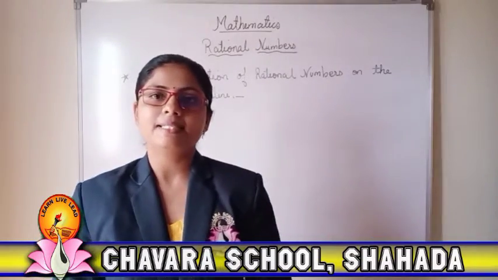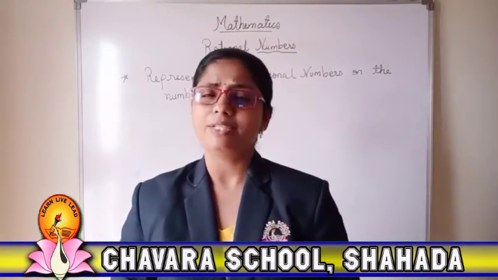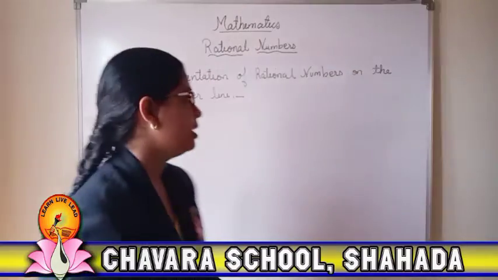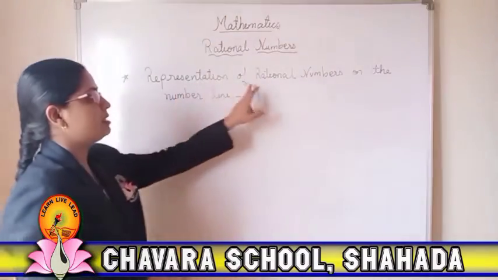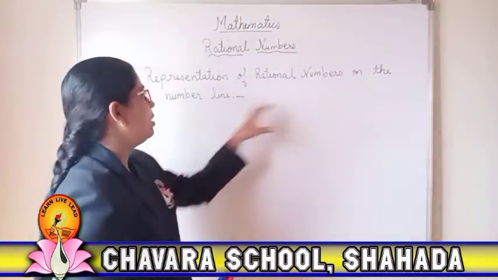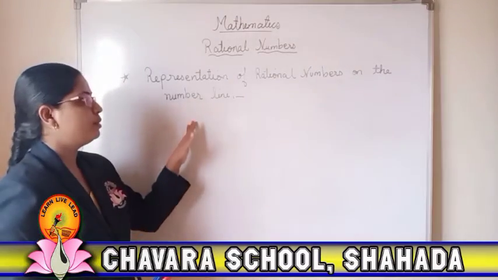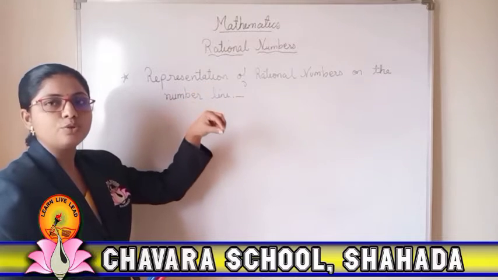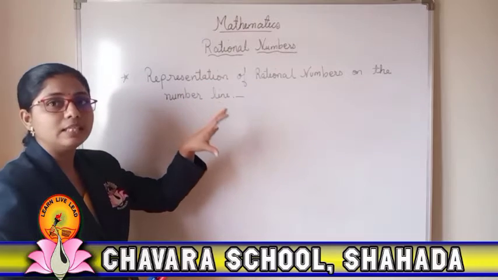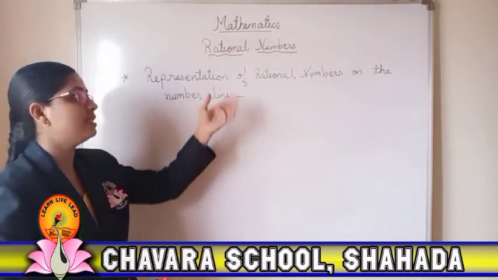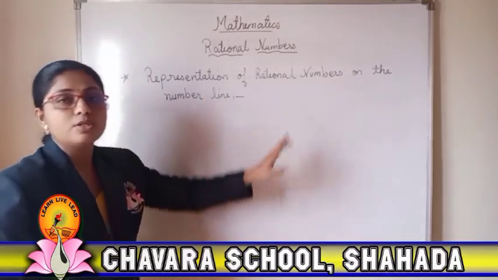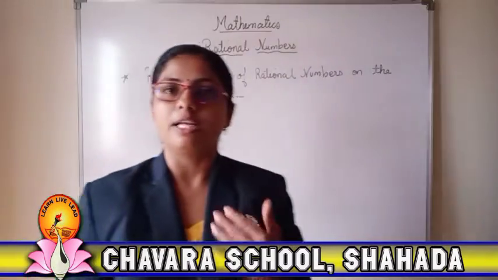Now let us study about the new topic, and it's a very interesting topic. You people have studied in 7th standard also the same topic. So let us study about that. So the topic is representation of rational numbers on the number line. So what do you mean by this? Representation means to represent on the number line what we have to represent, that is rational numbers. So how will you represent the rational numbers on the number line? That we will see now.